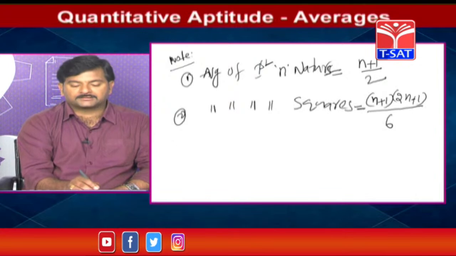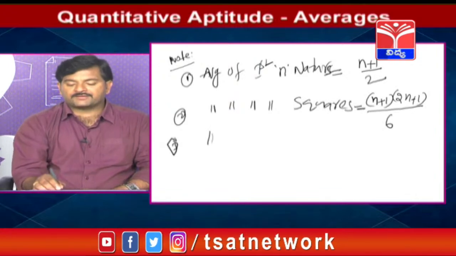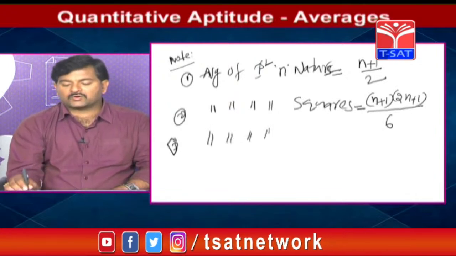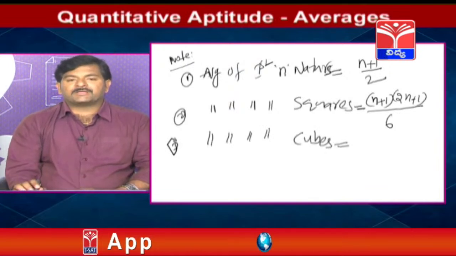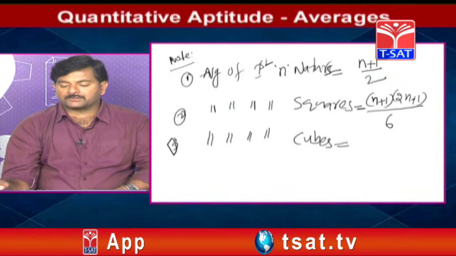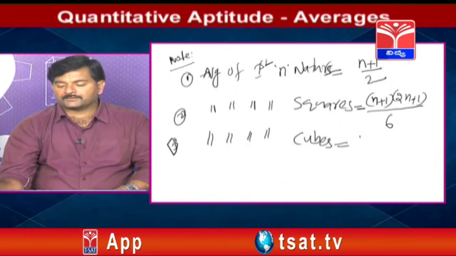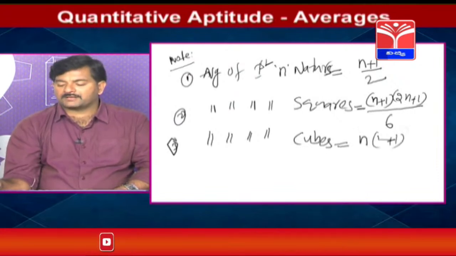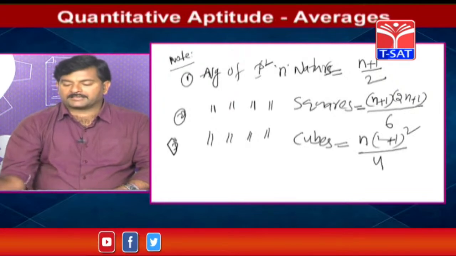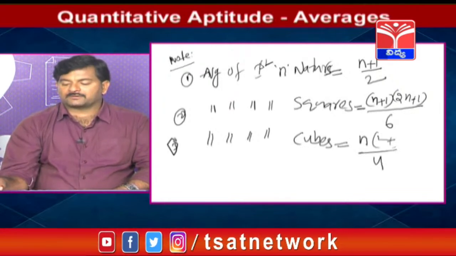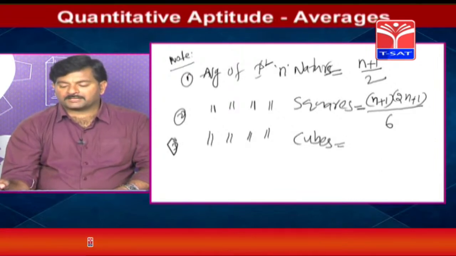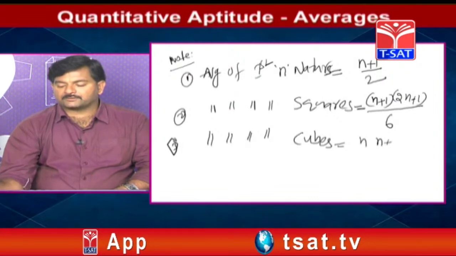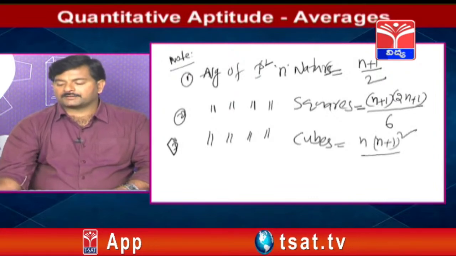And finally, the third one, the average of the first n cubes. The average of the first n cubes is simply n into n plus 1 whole square by 4. I write this down once again: the formula is n into n plus 1 whole square by 4.